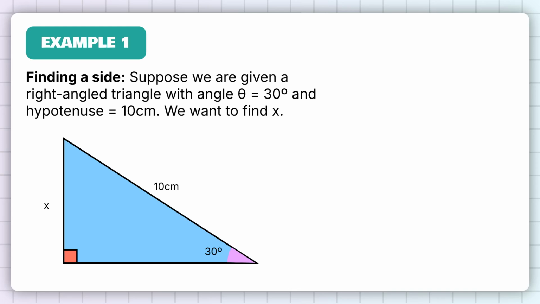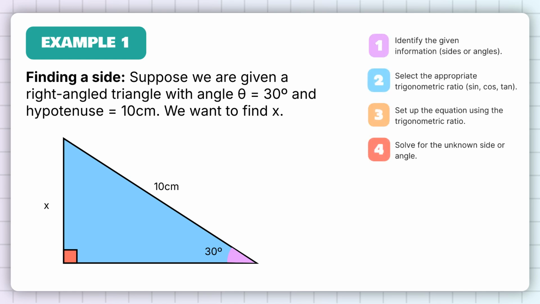Let's start with an example where we are trying to find a missing side. Suppose we are given a right-angled triangle with angle theta equals 30 degrees and hypotenuse equals 10 centimeters. We want to find the missing side x. Remember our step-by-step approach from the previous slide. It is displayed here to help you. Pause this video and see if you can solve the problem.